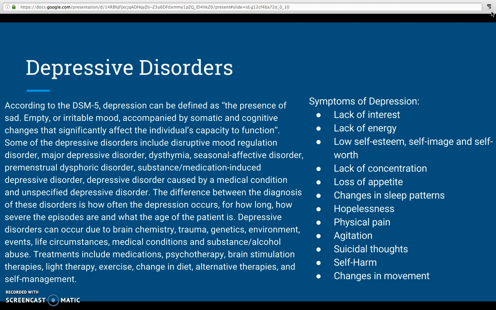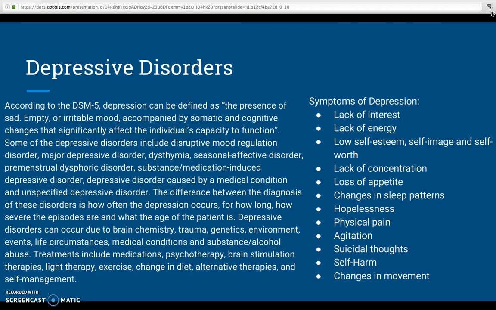Next, we have depressive disorder. According to the DSM-5, depression can be defined as the presence of sad, empty, or irritable mood accompanied by somatic and cognitive changes that significantly affect the individual's capacity to function. Some of these depressive disorders include disruptive mood dysregulation disorder, major depressive disorder, seasonal affective disorder, premenstrual dysphoric disorder, substance/medication-induced depressive disorder, etc.